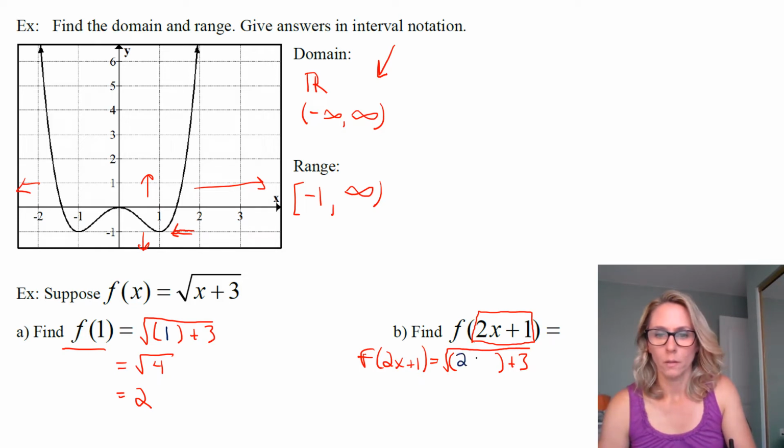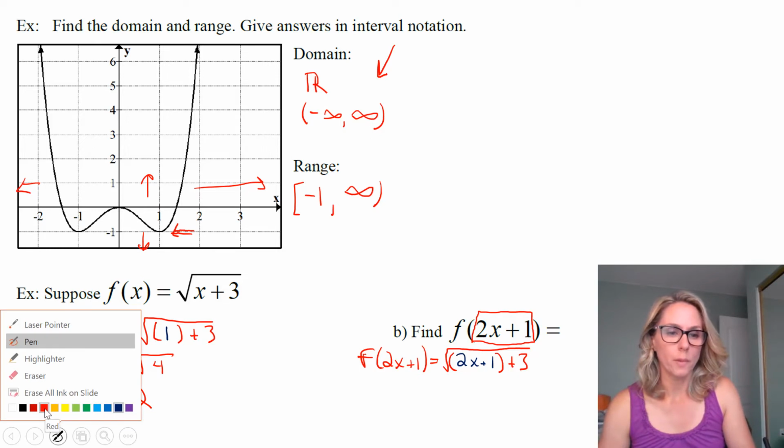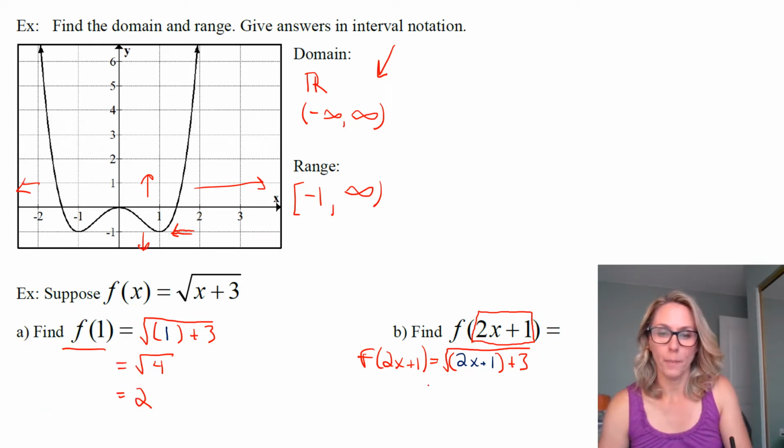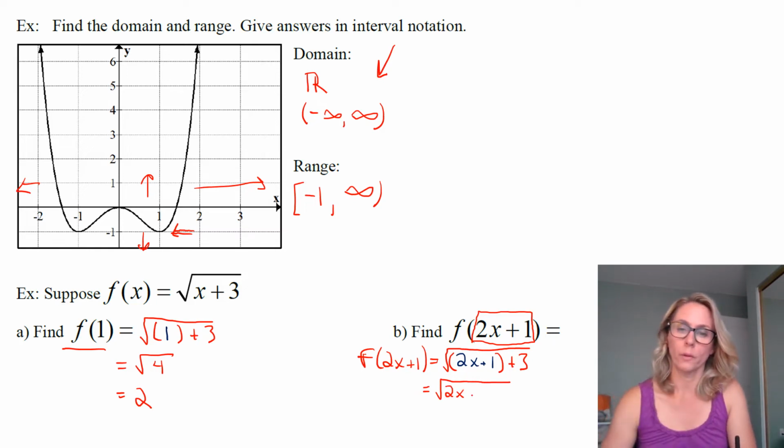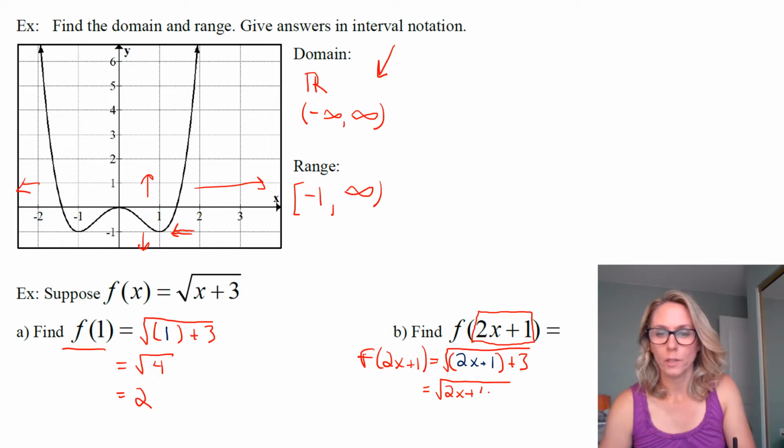And we've got 2x plus 1. And then we just simplify as much as we can, which might not be a whole lot. So notice we're just adding there. We can't add 2x to anything, but we can add the 1 and the 3. So we get the square root of 2x plus 4.